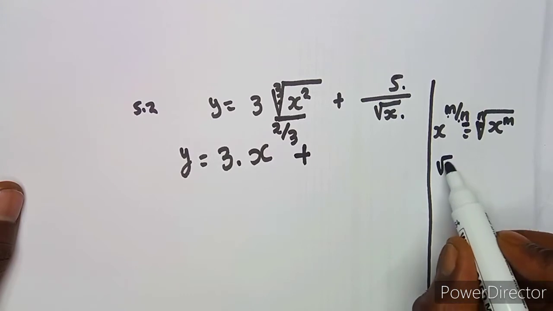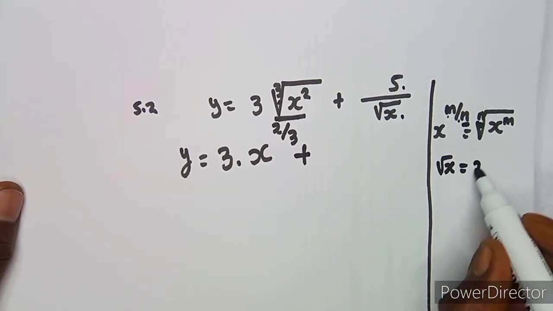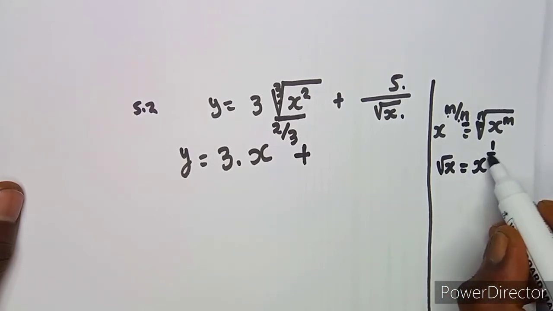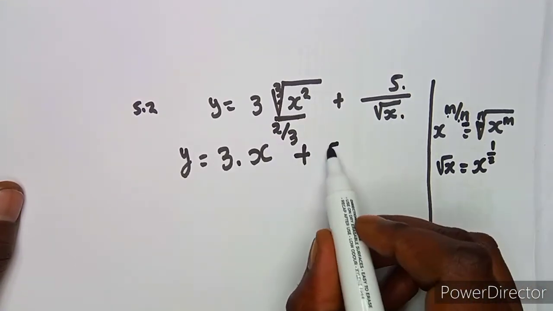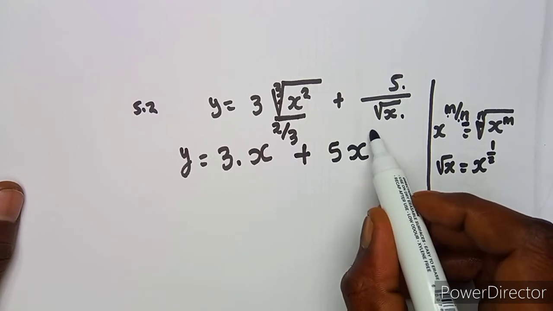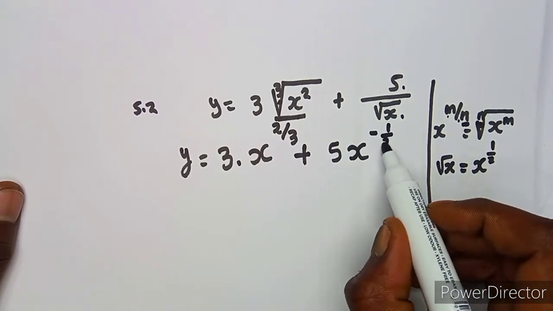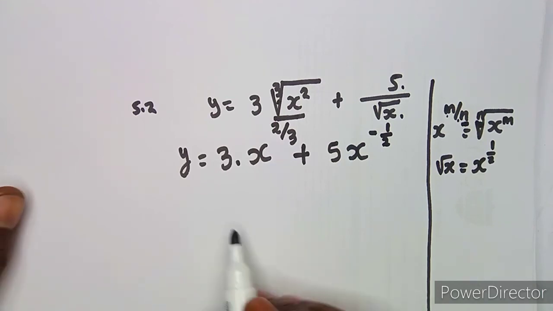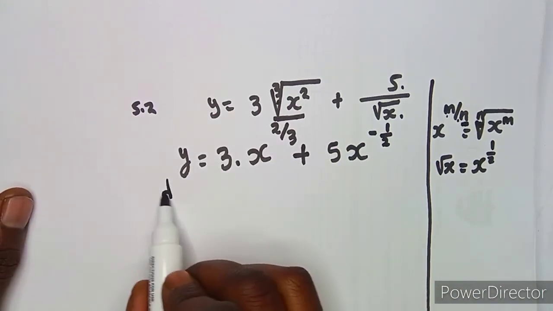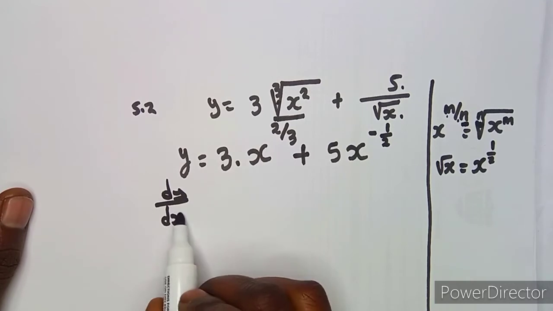From our laws of exponents, we know that the square root of x is x to the exponent of a half, but it's over now. So for us to write it on top, it is going to be x to the exponent of negative a half, like that, from your laws of exponents, because it's 5 over. All right, then at this stage I can now determine my dy/dx.